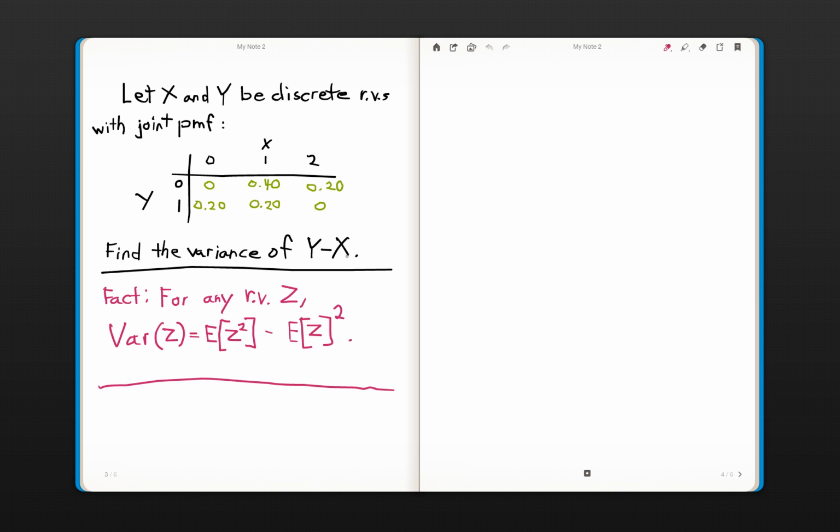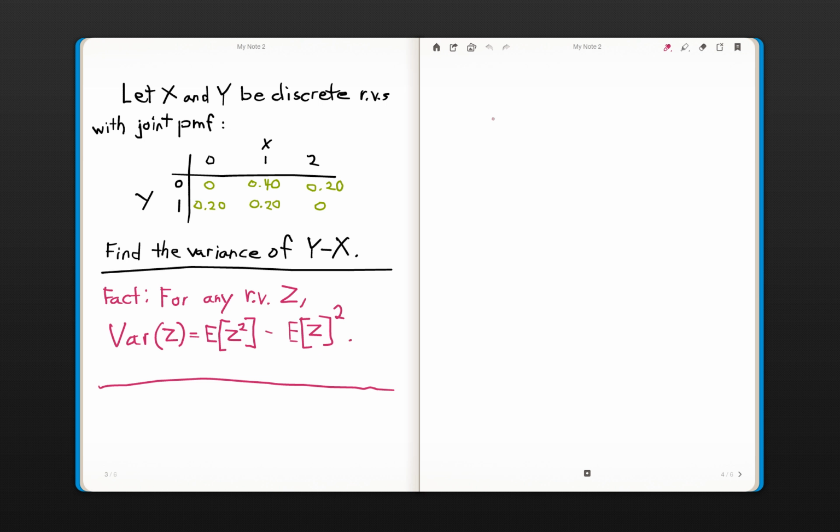Before we tackle this problem, I'd like to review a fact you need to have memorized. For any random variable Z, the variance can be computed by taking the expected value of Z squared minus the expected value of Z, quantity squared. This is called the shortcut formula. Typically that's how it's presented in probability and stats classes, and it is a must-memorize fact.